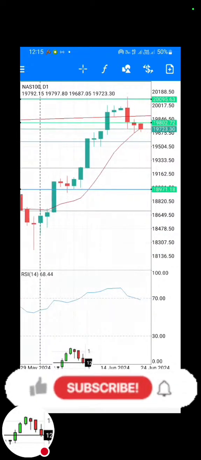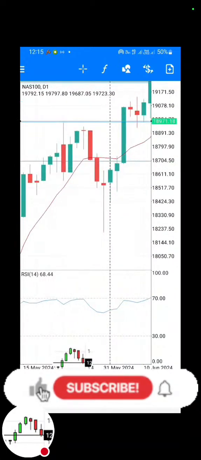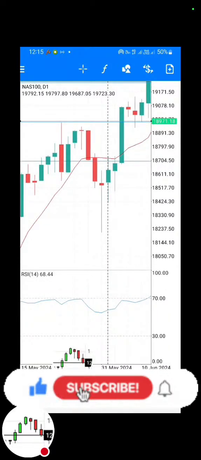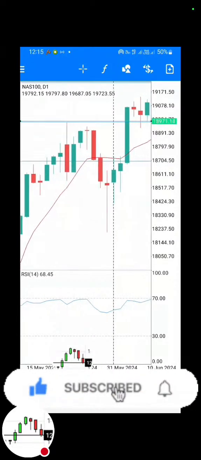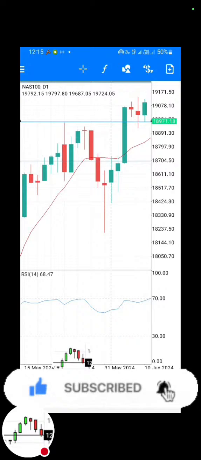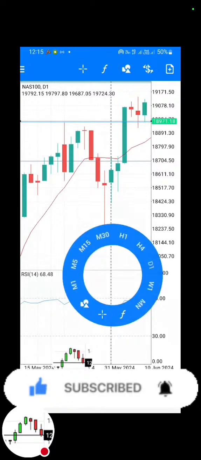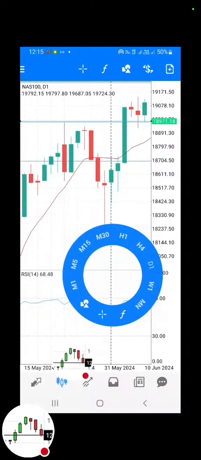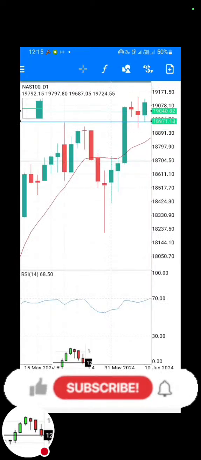You can see on the screen. I'm going to make an example with a market that has already moved. So you can see on the screen, guys, we did have a very nice candlestick pattern on our chart. You can see.